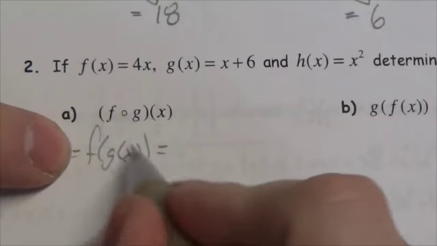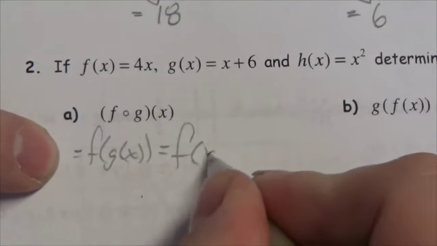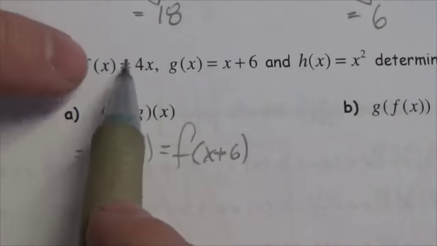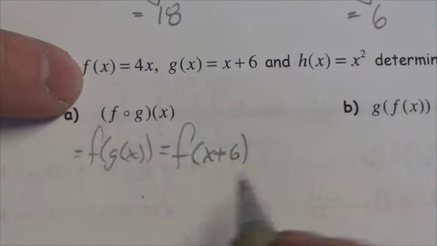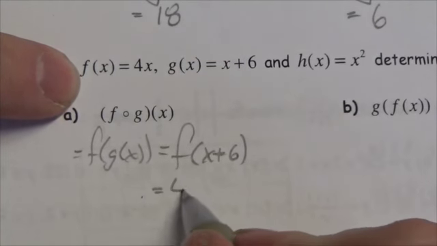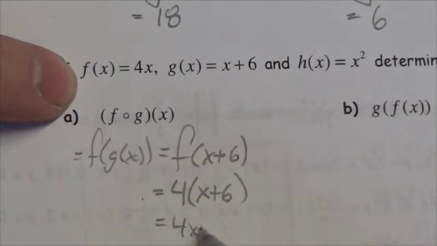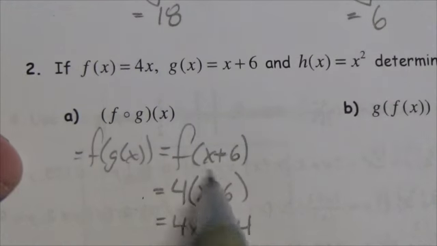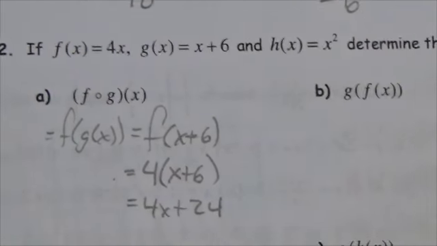That means I can replace g of x in this function here with x plus 6. Now, what does f do? Well, the function f here takes the independent variable, whatever's inside the parentheses, and multiplies it by 4. So f is going to take 4 and multiply it by x plus 6 to get 4x plus 24. If you want to think of it like this, x plus 6 is really now the independent variable in f, and the rule is multiply the independent variable by 4. There we go.